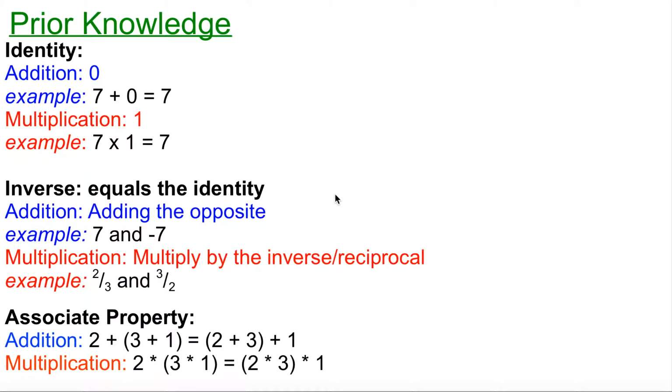So 7 plus 0 is 7. So when we add the identity to a number, we do not change our outcome. Same with multiplication. When I multiply 7 by 1, I do not change my outcome, but get 7.